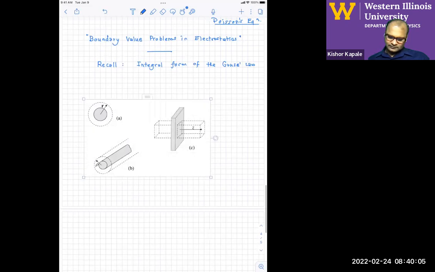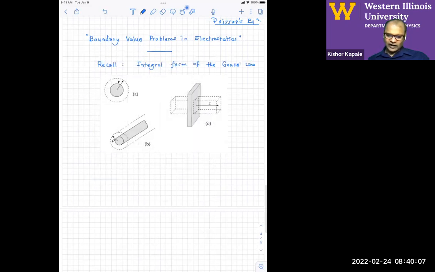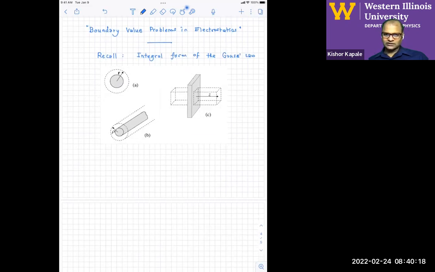So if you have a spherically symmetric charge distribution like in picture A, or a cylindrically symmetric charge distribution in B, and then in a plane, which is like the Cartesian charge distribution, like in part C, the dashed lines form the so-called Gaussian surface.